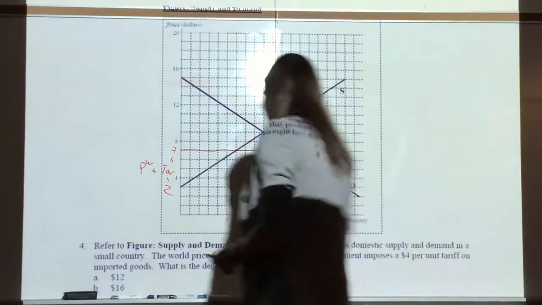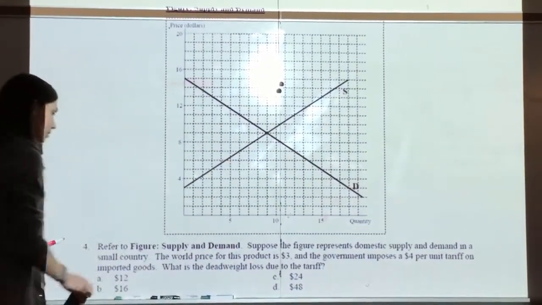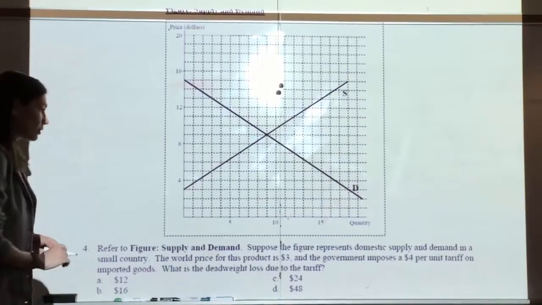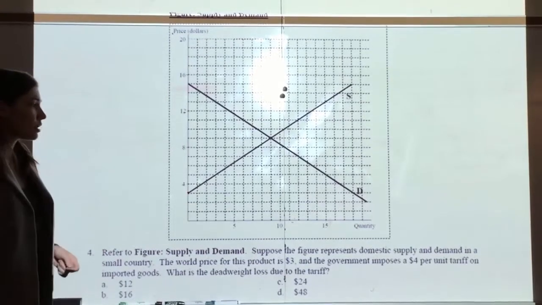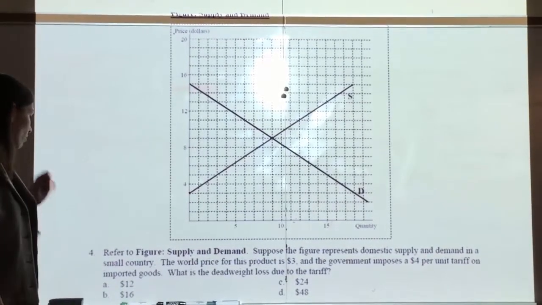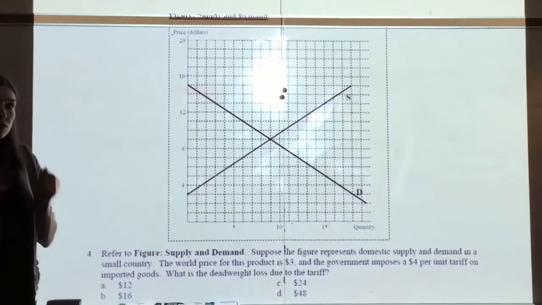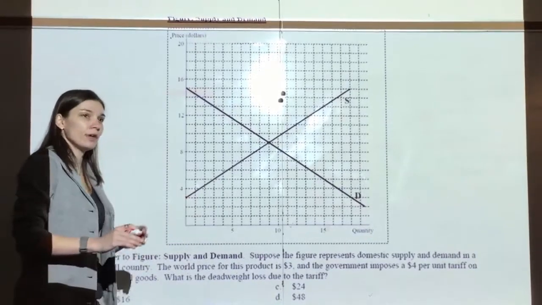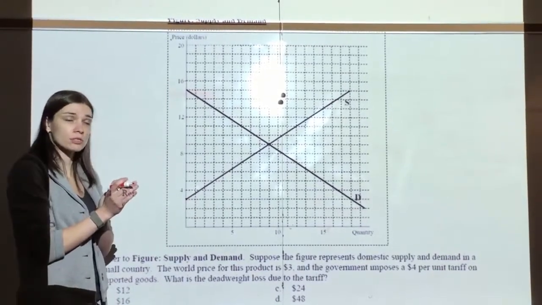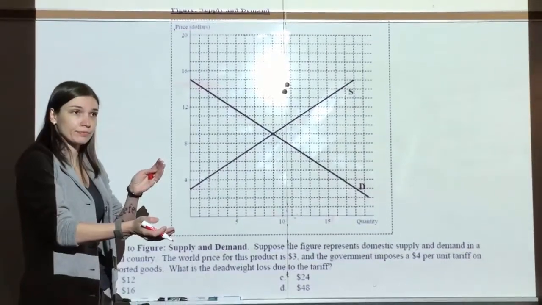Alright, suppose again the graph represents demand and supply in a small country. The world price for this product is $3, so it's here. The government imposes a 4 per unit tariff on imported goods. What is the deadweight loss due to the tariff? So remember, deadweight loss due to a tariff is basically comparing total surplus after the tariff to total surplus before the tariff, right?